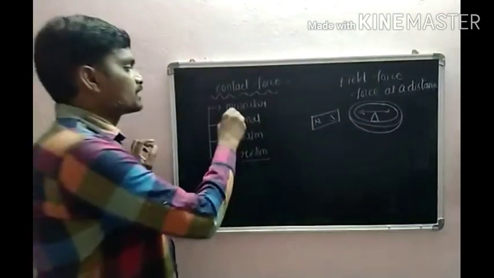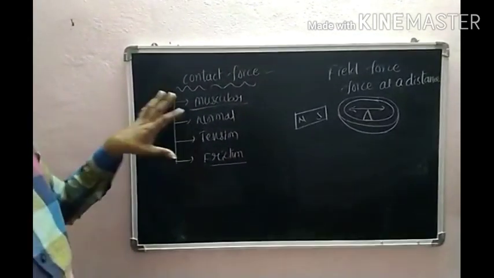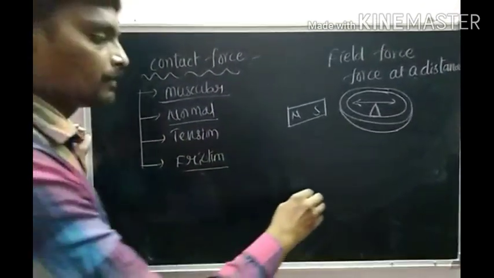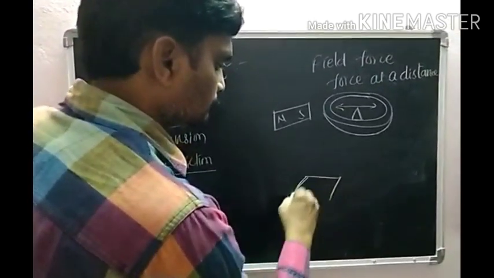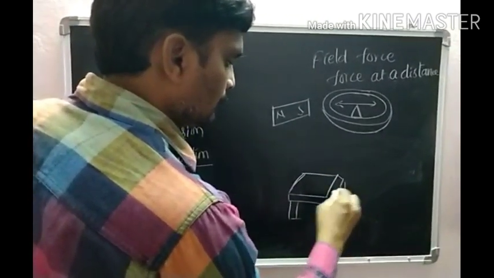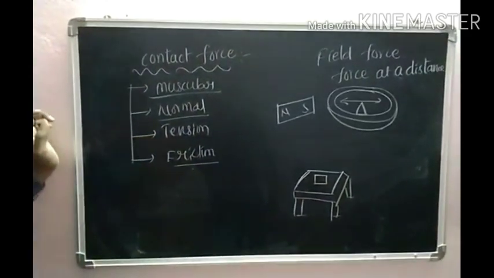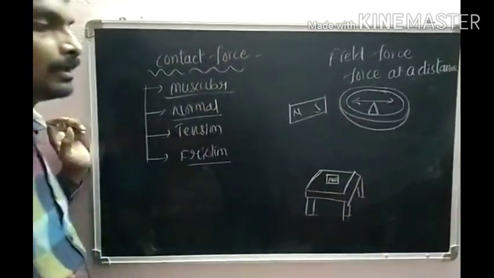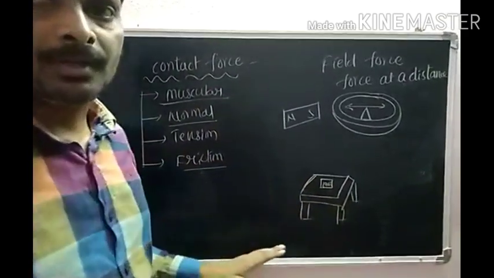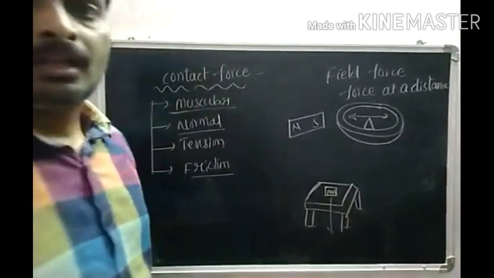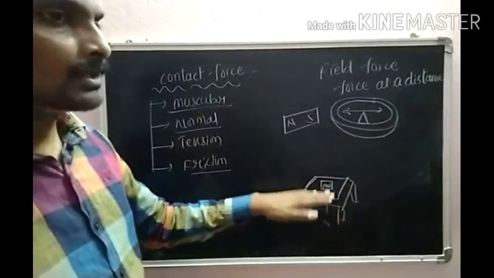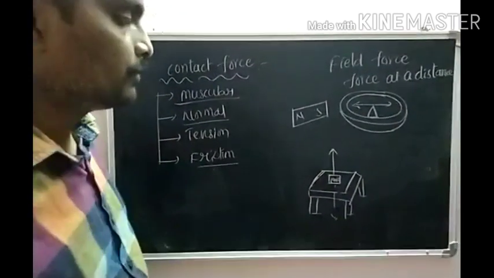Briefly, first I will explain here. Muscular force means the force which is exerted by our muscles. That type of force is said to be muscular force. And normal force means, for example, this is a table. You keep one book on the table. If the table is suddenly absent, what happens? The book falls downward. If the table is present, the table gives support to the book. So here the table exerts a force on the book normally. This type of force is said to be normal force.